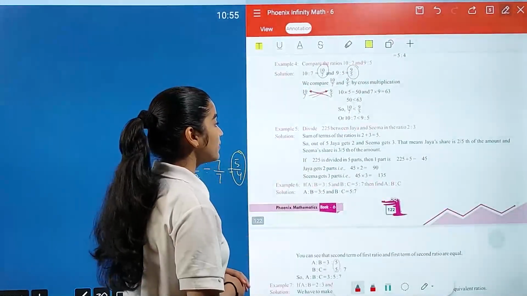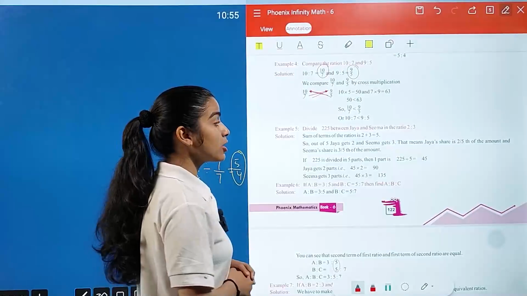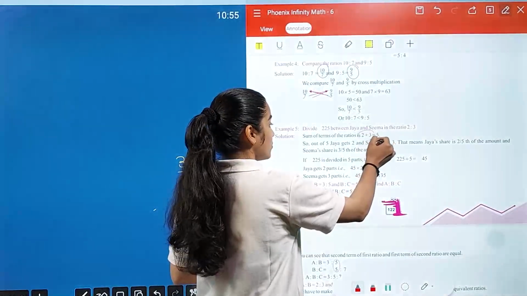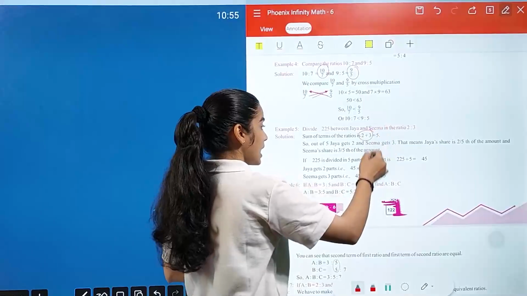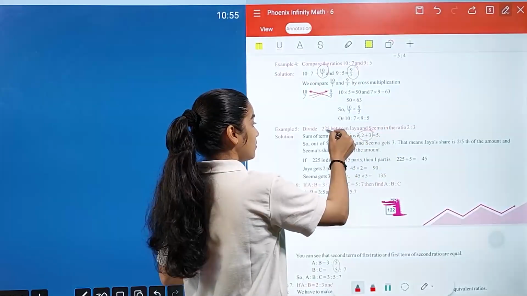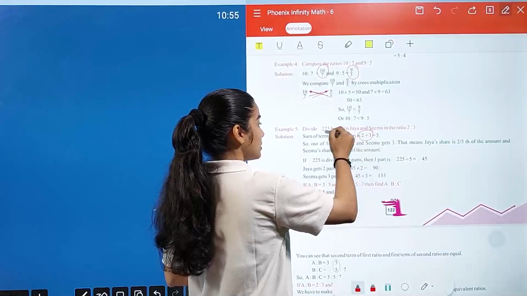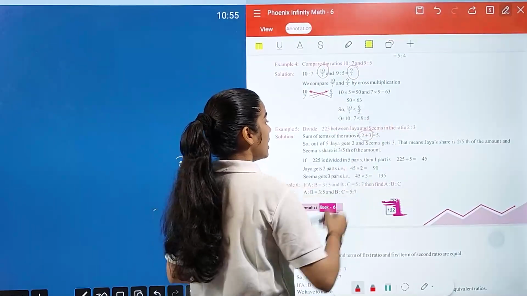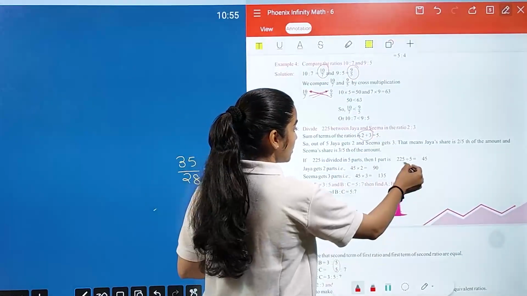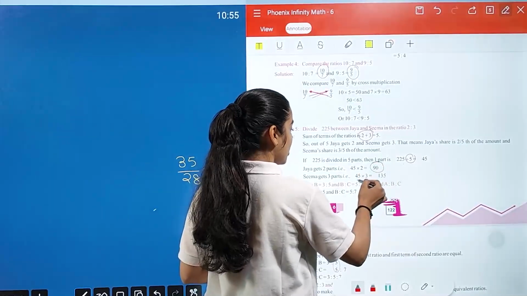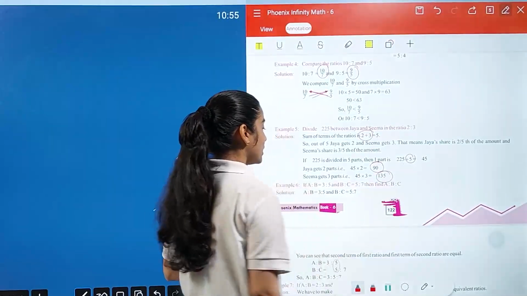Now divide 225 between Jaya and Seema in the ratio of 2 is to 3. First we have to add these two values. 2 plus 3 is 5. Now 2 by 5 multiplied by 225 is Jaya's portion and 3 by 5 multiplied by 225 is Seema's portion. So 225 divided by 5 is 45. 45 multiplied by 2 is 90 and 45 multiplied by 3 is 135.